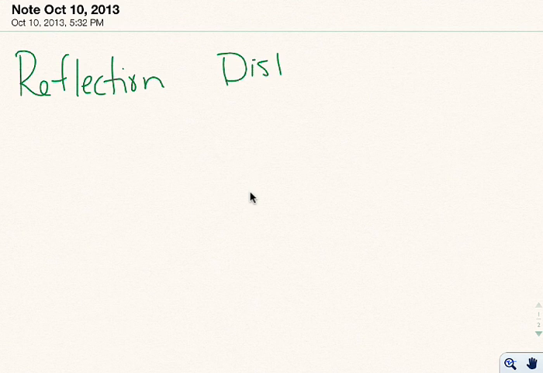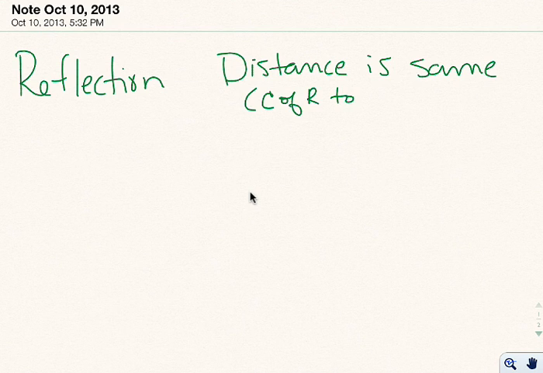If I want to show something's a reflection, two things have to be true. One, I have to show that distance is the same. And when I'm talking distance, I'm talking from the center of rotation to the point, whether that be the image point or the pre-image point. The distance has to be the same in either one.